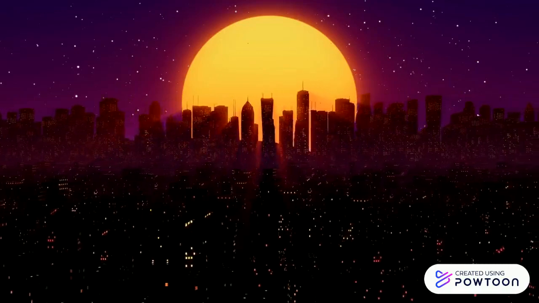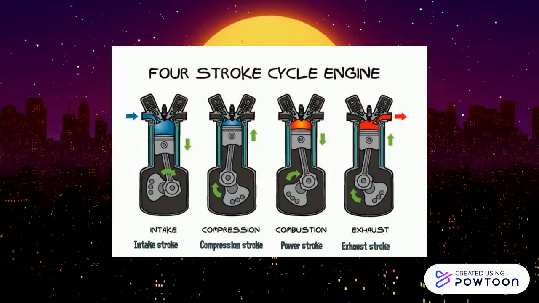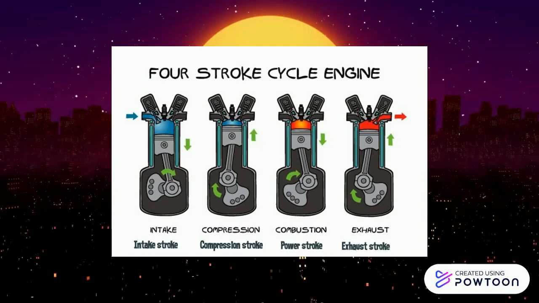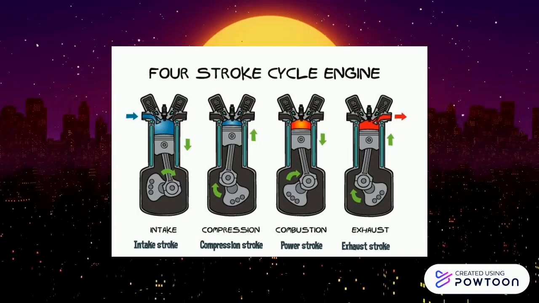Starting from the intake stroke, air-fuel mixture is introduced to fill the combustion chamber. The valve closes when the air-fuel mixture is sealed in the cylinder. From the compression stroke, trapped air-fuel mixture is compressed inside the cylinder. It reduces the charge from a large volume to a smaller volume in the combustion chamber.